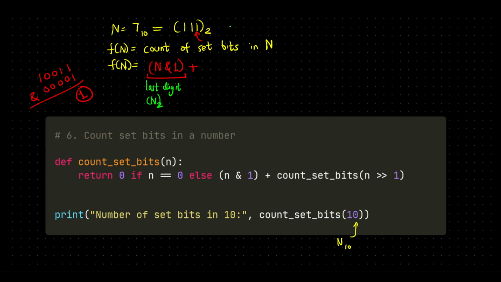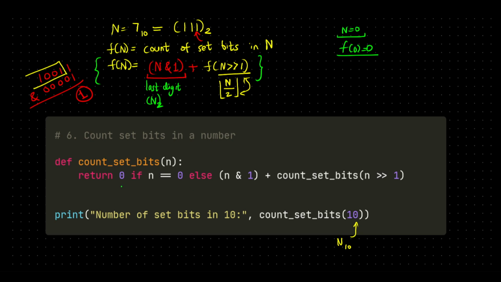And the rest of the number is the number when it is shifted one place to the right, which is same as f of n right shifted by 1. Or you can also say this value is same as n by 2, the floor division. These both are the same. And this is how we represent the problem in terms of itself and the solution to our problem. Base case is again that whenever you shift a number, eventually it would become 0. And in that case, there would be no set bits, and f of 0 would be 0 in that case.